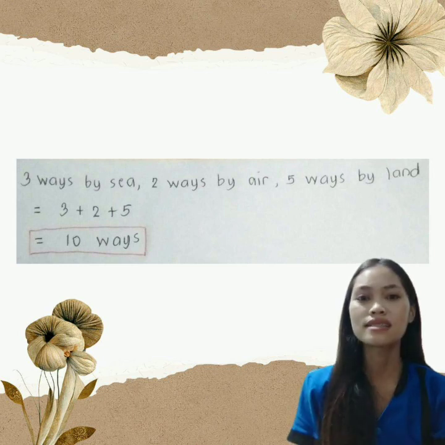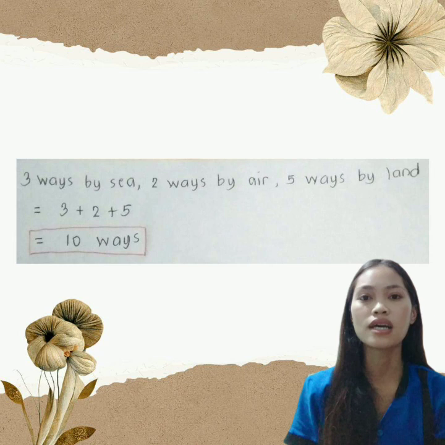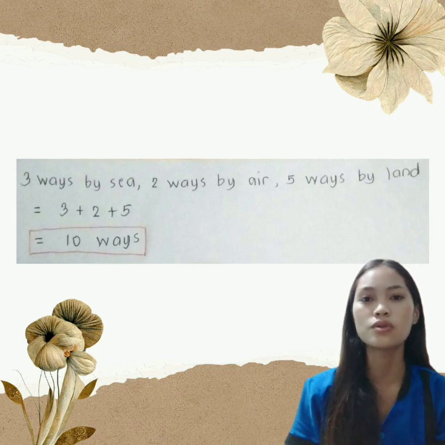So we can simply analyze the problem: in finding the possible ways to reach the destination of Earl, we just simply add the given ways. So 3 ways by sea plus 2 ways by air plus 5 ways by land equals 10 ways. Therefore, we can see that there are 10 ways that Earl can choose to go to Bicol.